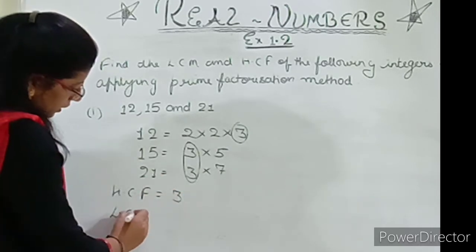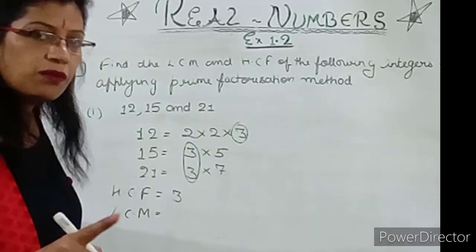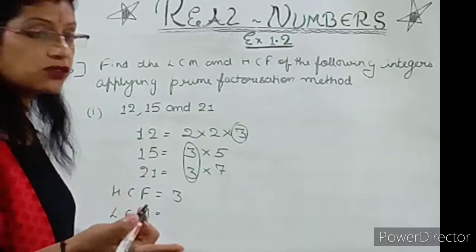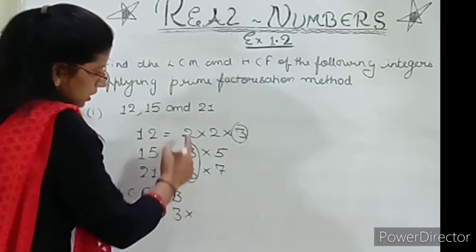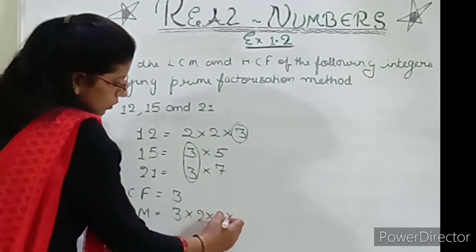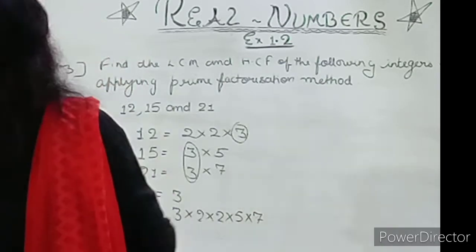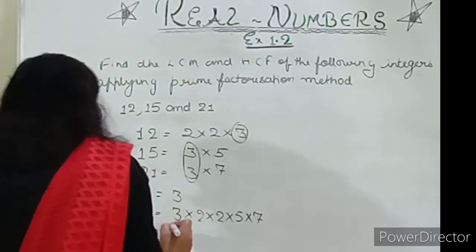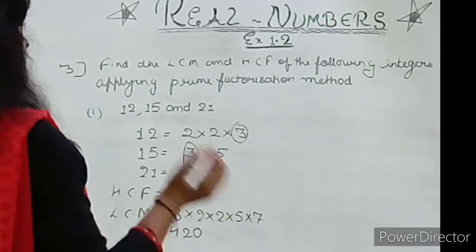Then we have to find the LCM. I told you for LCM, whatever is the common, you have to take it first and then the rest of the things. The 3 is common here and the rest of the things 2, 2, 5, 7 you have to take. 2 into 2 into 5 into 7. So this is your LCM of first part and it will come 420. Okay. So this is your first part.